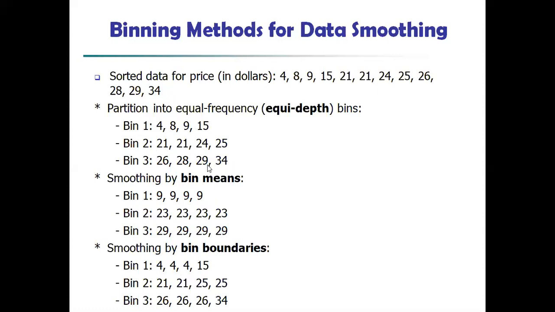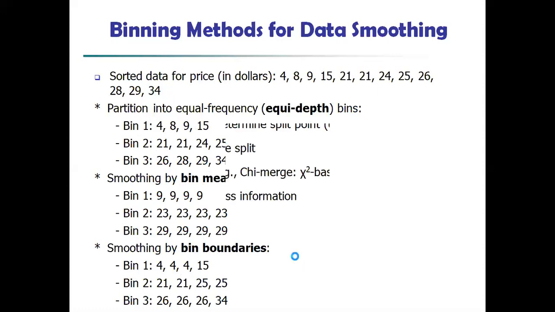Similarly, 29 is nearer to 26, so we are writing here, and 34 is nearer to the upper boundary, so we are writing the value here. This is the way your data will be smoothened.